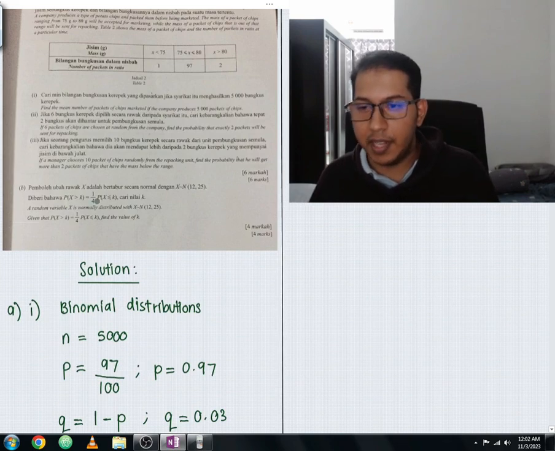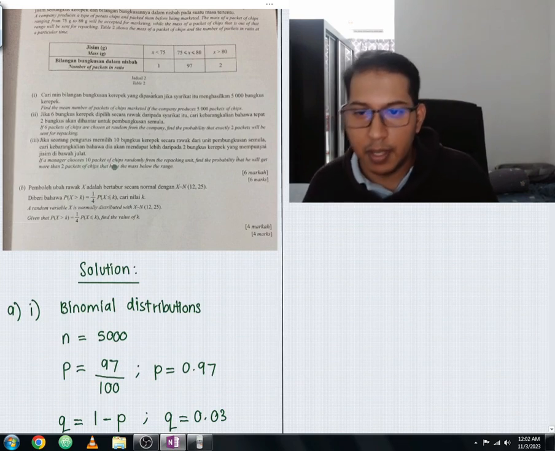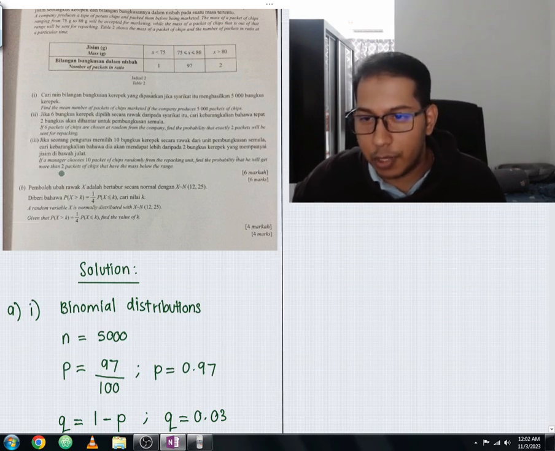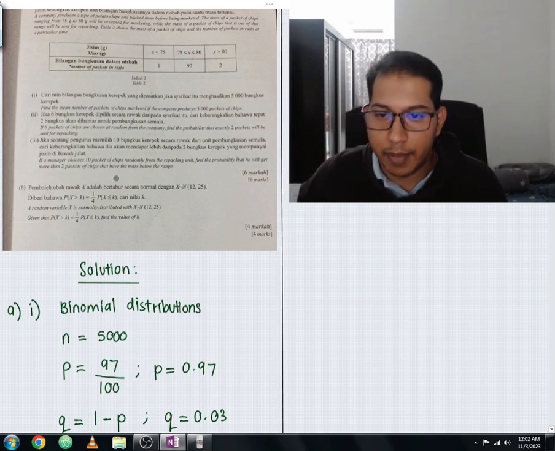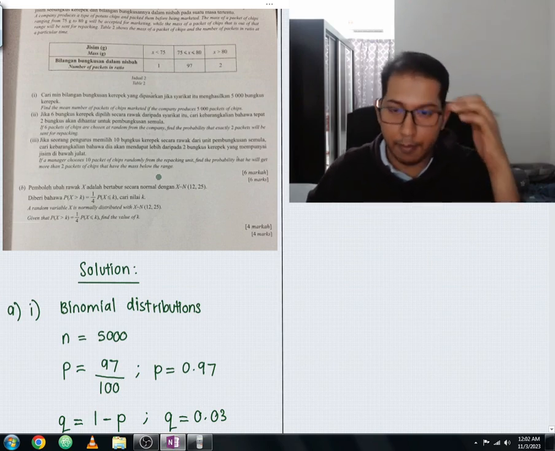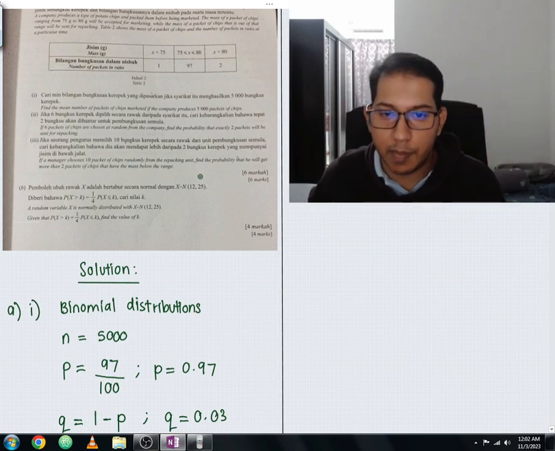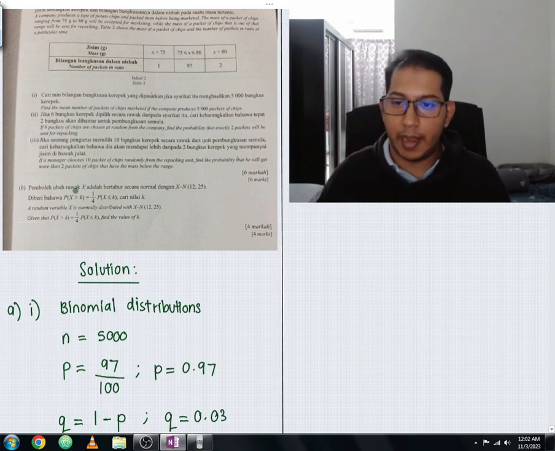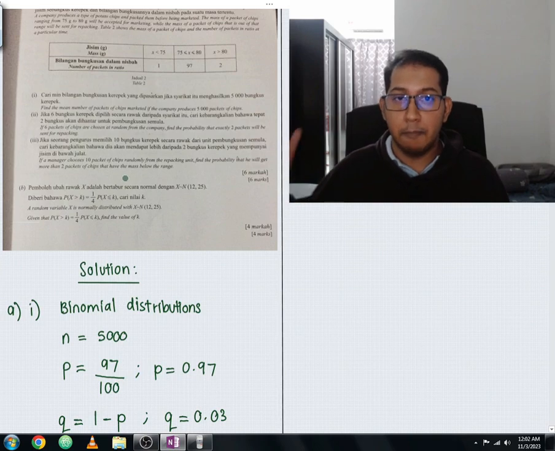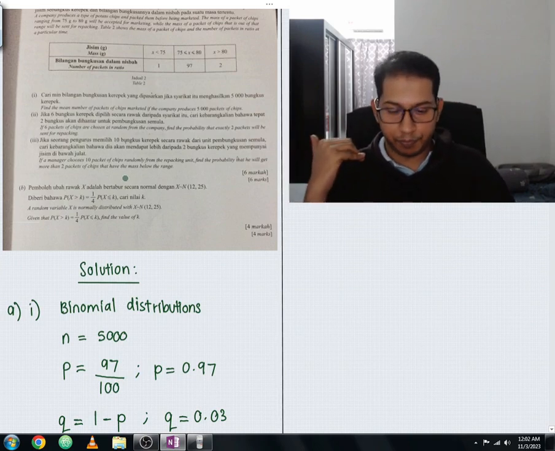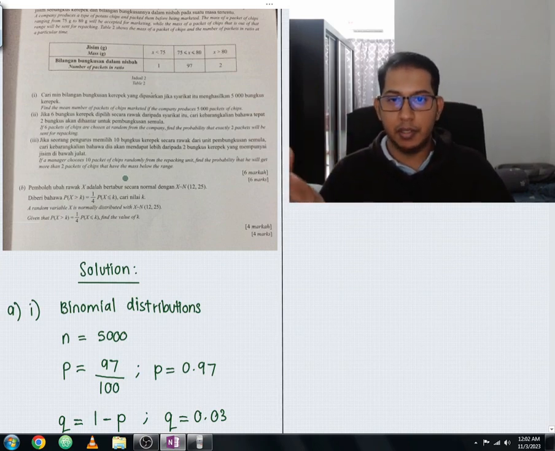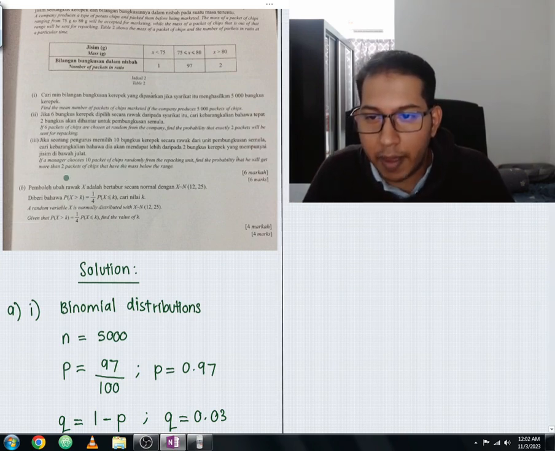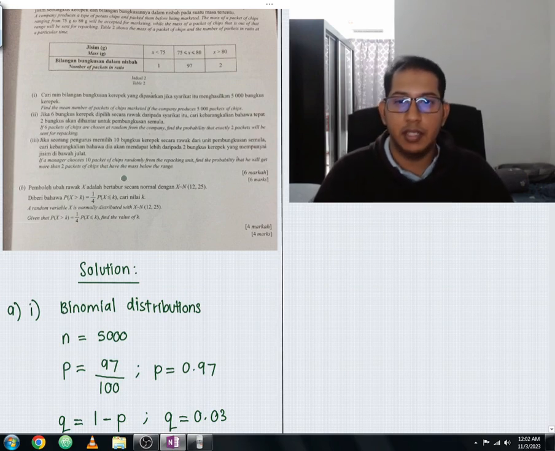For question A, part 3, if a manager chooses 10 packets of chips randomly from the repacking unit, find the probability that he will get more than 2 packets of chips that have the mass below the range. Okay, now we need to find the probability that the manager will get more than 2 packets of chips that have the mass below the range. Below the range means more than 2 packets of chips which have mass below the range.